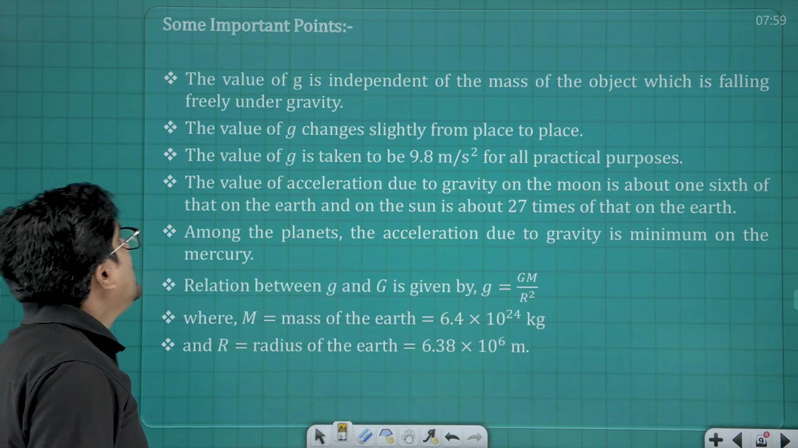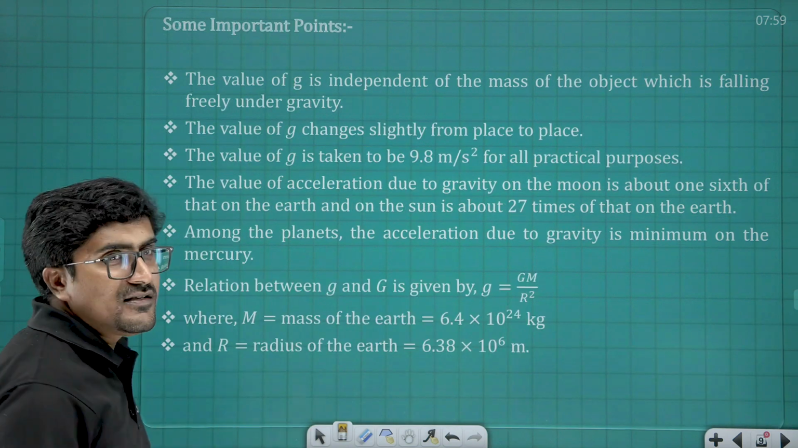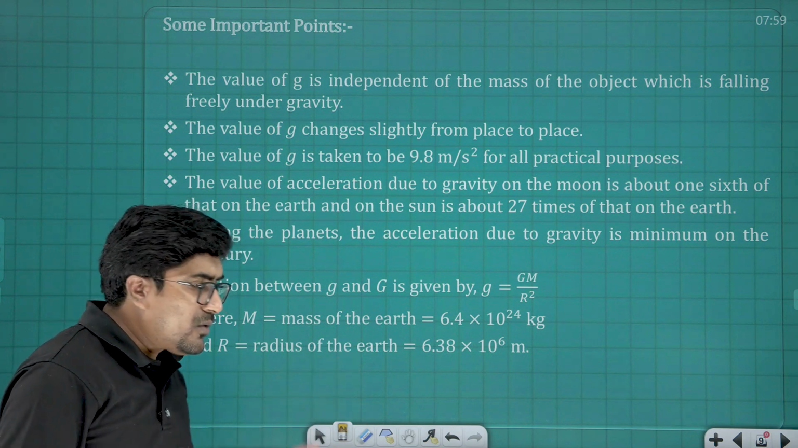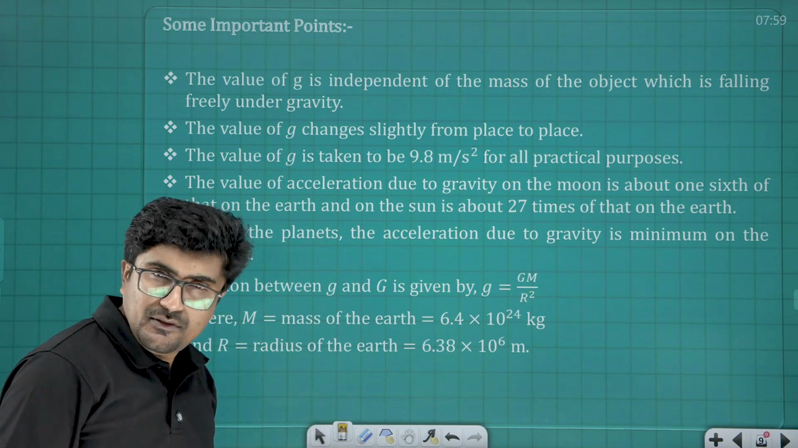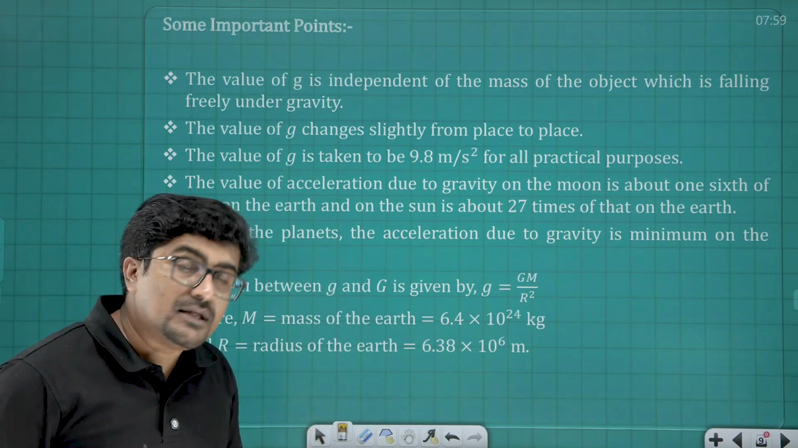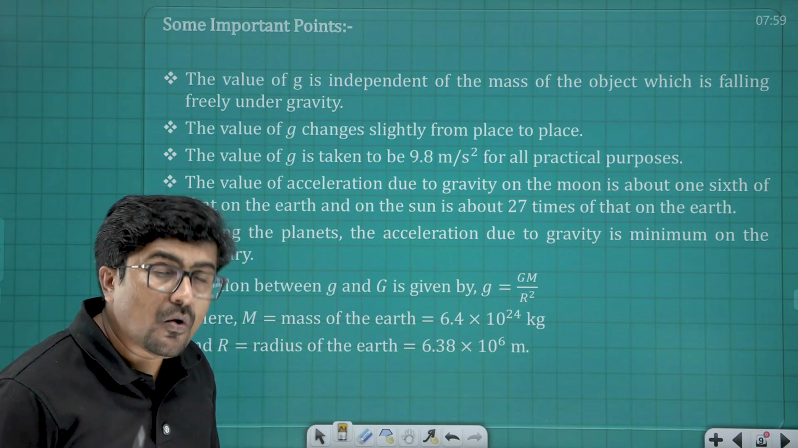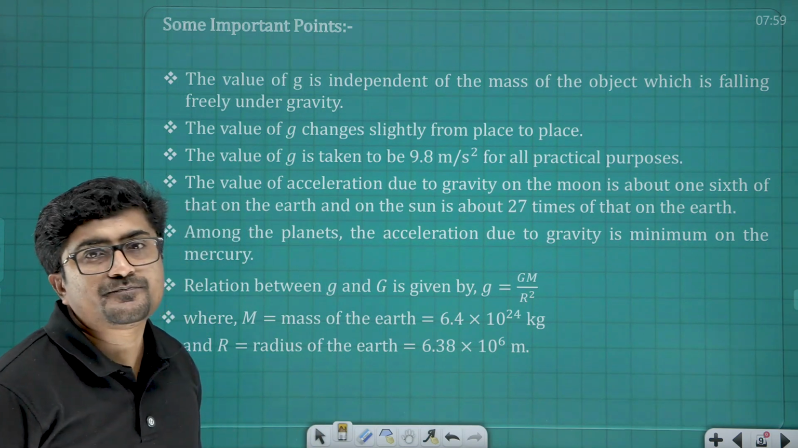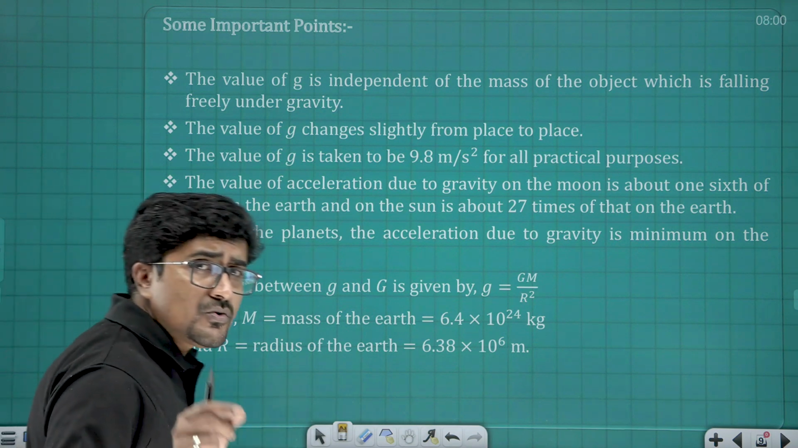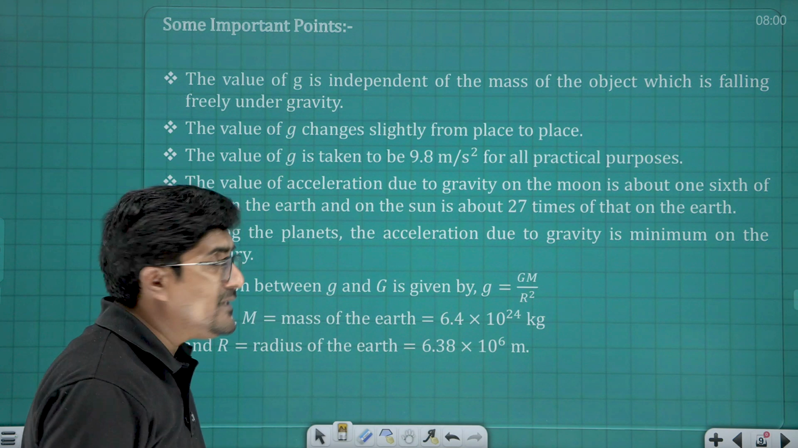Okay. So the next is again some important points regarding acceleration due to gravity. Don't think these are unnecessary theoretical points. These points will help you a lot while dealing with the numericals. It will be very helpful. So never skip these details.